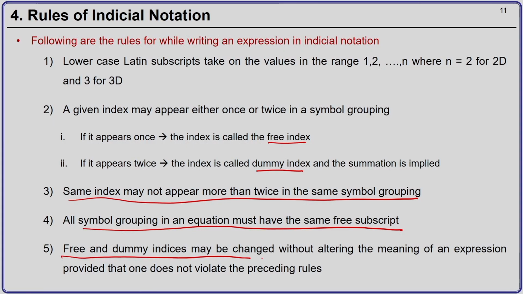Okay? And the free and the dummy indices may be changed without altering the meaning of an expression, provided that one does not violate the preceding 4 rules. Okay? You can interchange the free and dummy indices, you can make i equal to j, j equal to k, whatever, j equal to i, but you should keep in mind that the first 4 rules should not be violated.